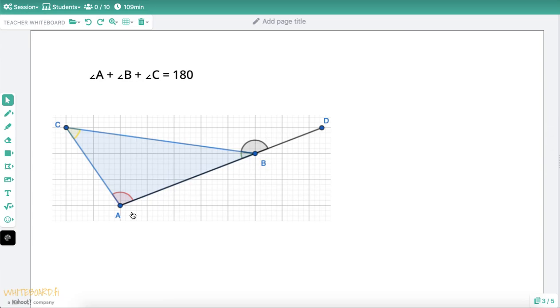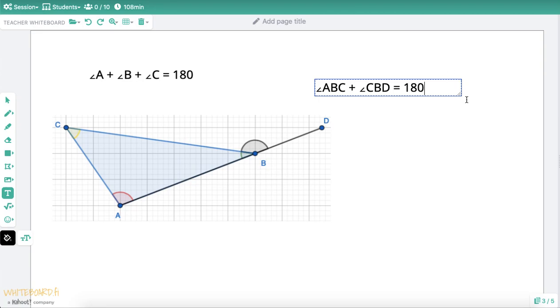So basically, angle ABC, which is this light green one over there, plus angle CBD, this one over there, are supplementary angles, which means they add up to 180 degrees as well. So let's put that down here. Angle ABC plus angle CBD equal 180 degrees as well.